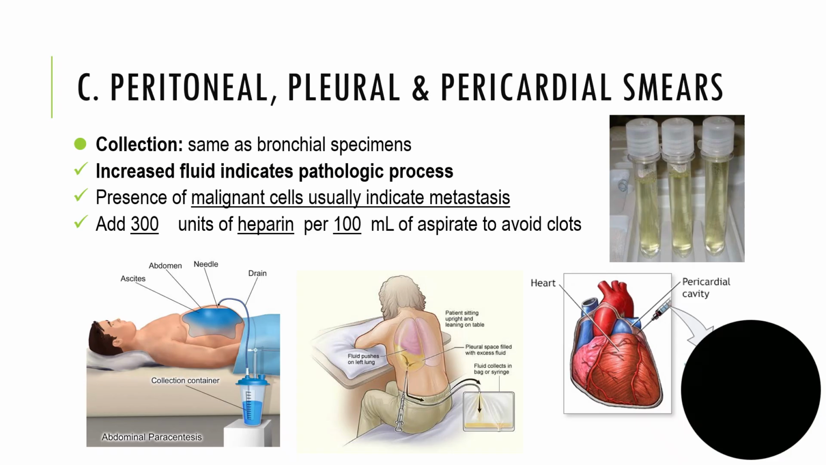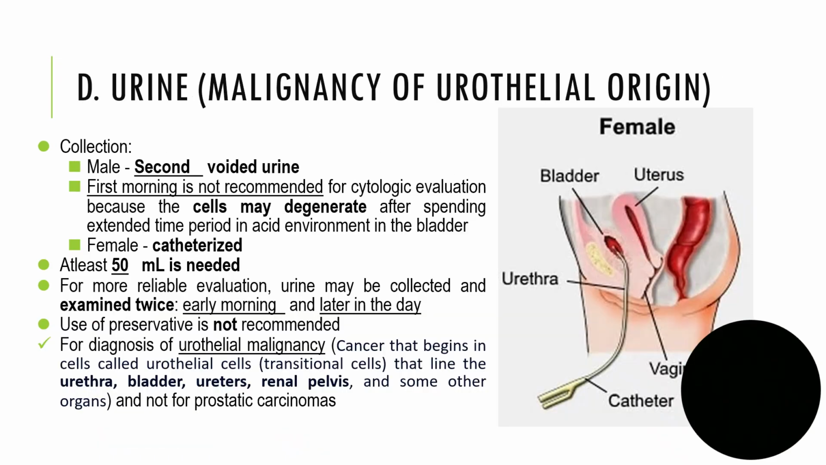So an important technical detail: you can add 300 units of heparin per 100 ml of aspirate to prevent clotting. These fluids contain fibrinogen and clotting factors. If the specimen clots, you lose cells trapped in the clot, and you cannot make a good smear because heparin prevents this. Next, we have urine.